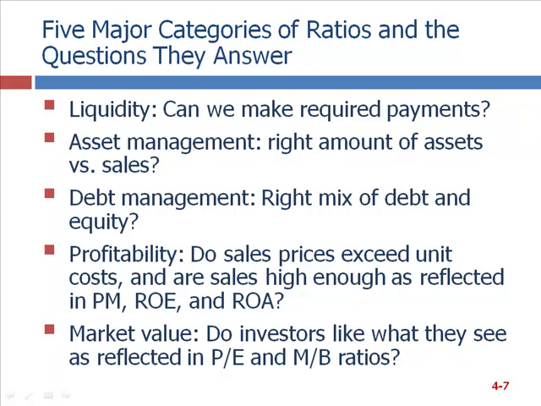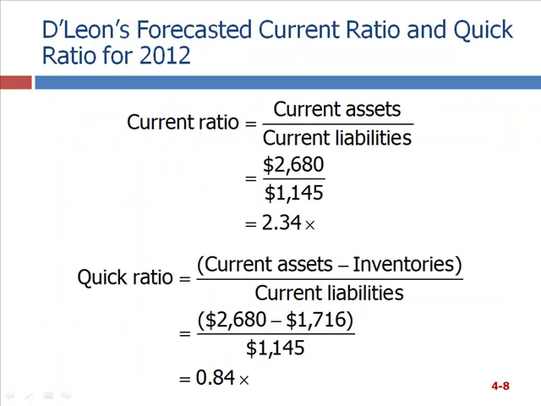Let's begin with the first category of ratio, liquidity. So let's look here at DeLeon's forecasted current ratio and quick ratio for the most recent year that is on the financial statements. The current ratio is what we'll look at first, and sometimes the current ratio is referred to as the working capital ratio. Why? Because working capital refers to our short-term assets, and that is what we're looking at here.